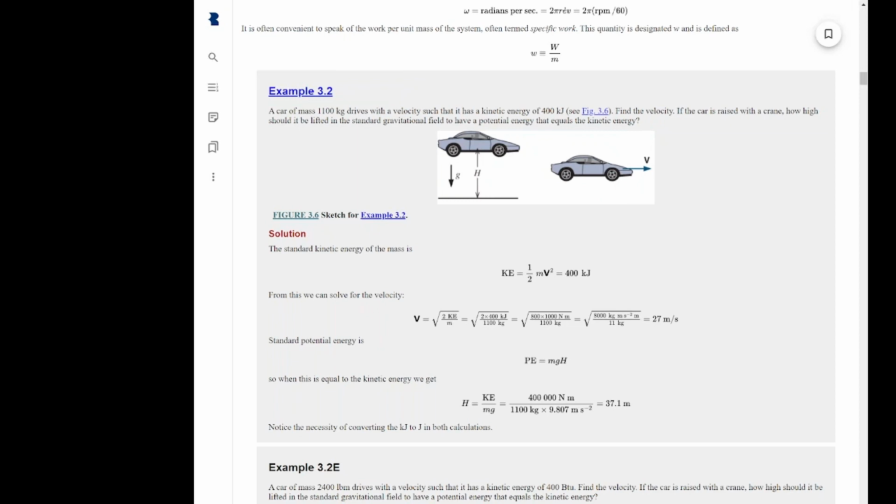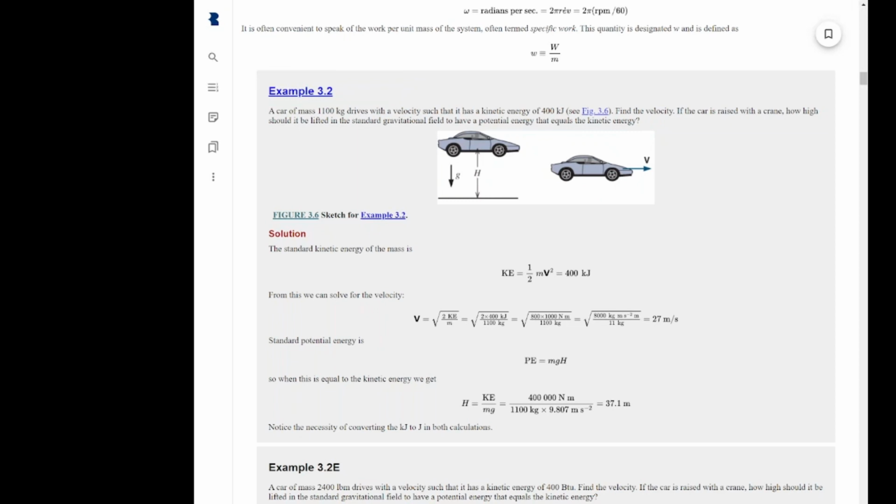We're already given the kinetic energy, which is this 400 kJ, 1/2 m, and we're already given the mass of the car. So rearranging that comes out to be 27 meters per second. All right. So now we can use that information here, the potential energy equal to this 400 kJ, and we have a mass, we have gravitational acceleration. We just need to determine the height.